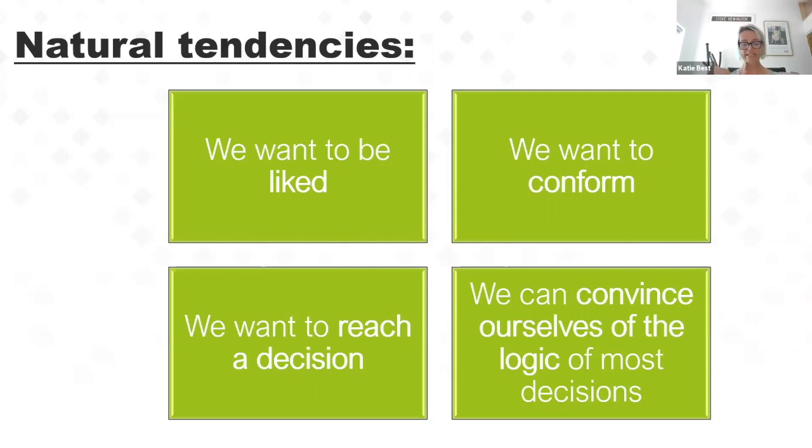We also have a decision bias. We want to reach decisions quickly. We want to be able to move forward and have a sense of progress. And the biases in our brain mean that we can regularly convince ourselves of the logic of most decisions. So things like we'll make a decision and then we'll say, oh, well, I did the right thing. That was the right decision. That was the right thing for me. Okay, so all 4 of those things build towards the fact that there is groupthink.